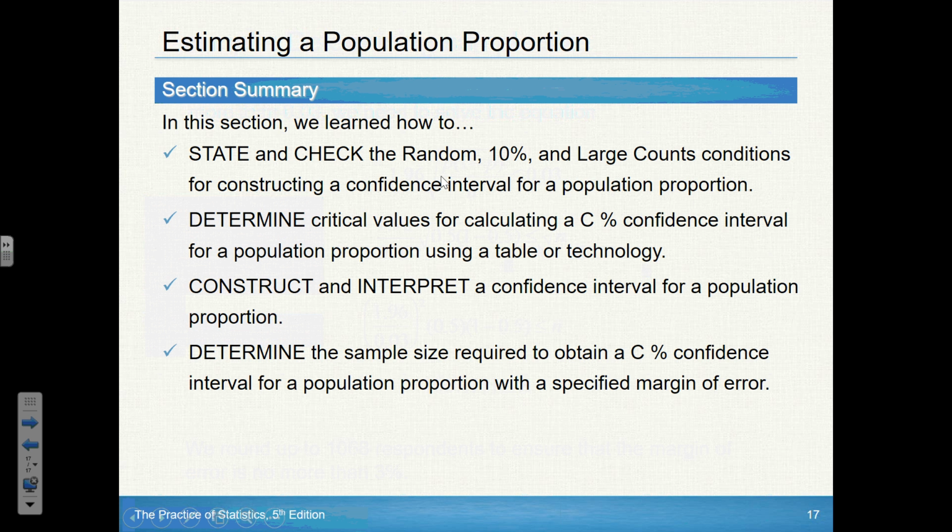So that's it. We talked about our conditions. We talked about finding critical value. We talked about constructing and interpreting confidence intervals. And we talked about sample size required to obtain a confidence interval with a margin of error that is specified.